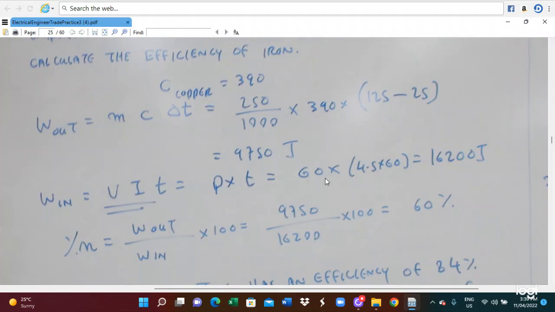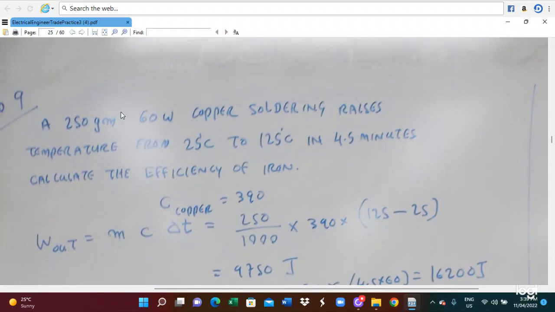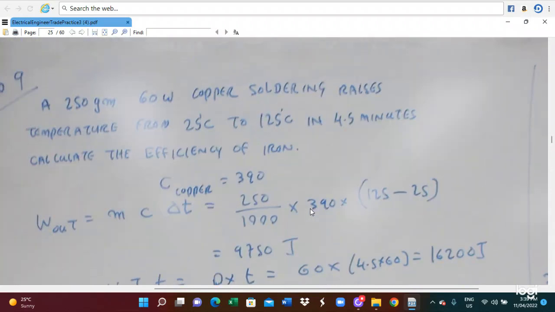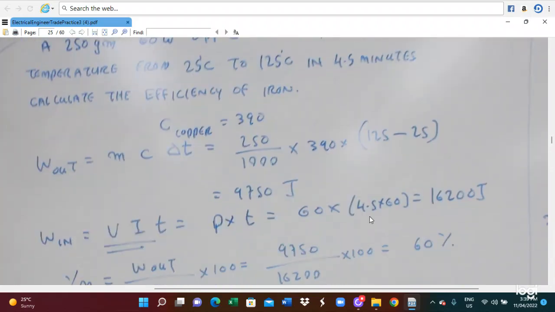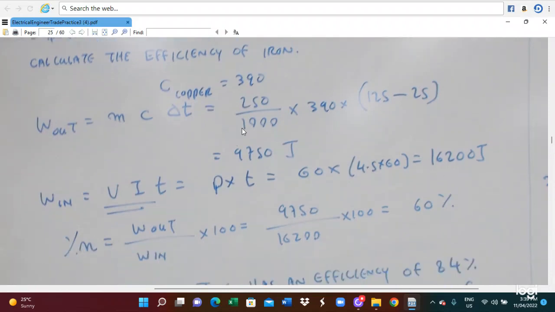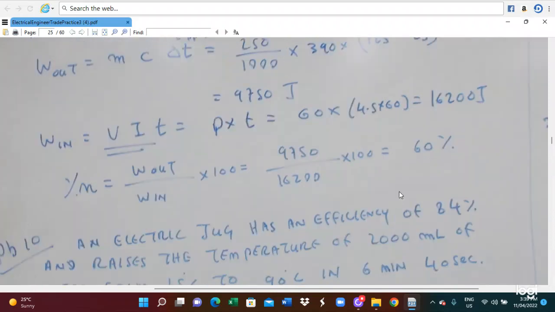In this case, the power is given as 60 watts, so we substitute 60. Time is 4 by 5 minutes, 4 by 5 into 60, so you get 16200 joules. So W out by W in, 9750 divided by 16200 into 100, you get 60%.